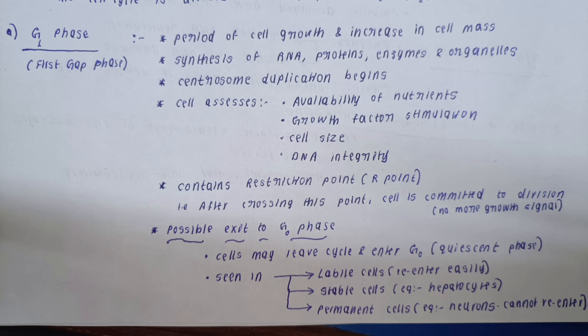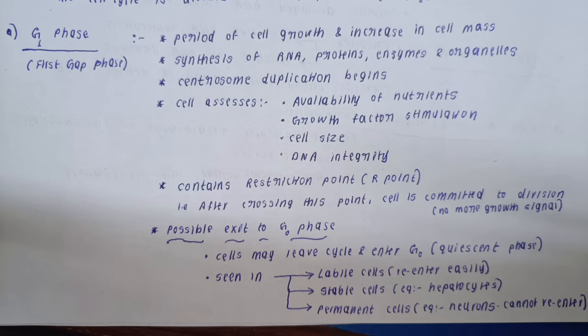So there are three types of cells: labile cells, stable cells, and permanent cells. Labile cells are those which undergo continuous division. For example, skin cells, so they re-enter easily. Whereas stable cells are those cells which will re-enter only if there is some necessity, if there is some trauma, like hepatocytes. If the liver undergoes any damage, it can regenerate. So those are stable cells.